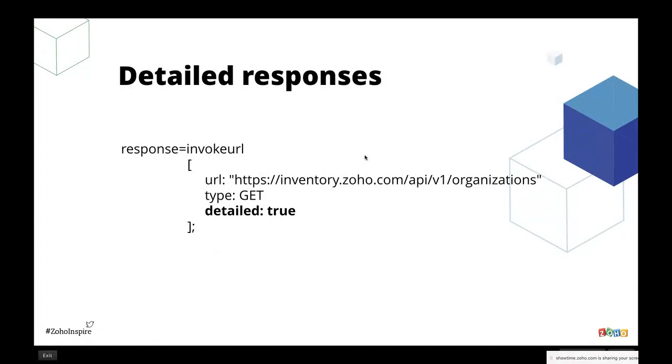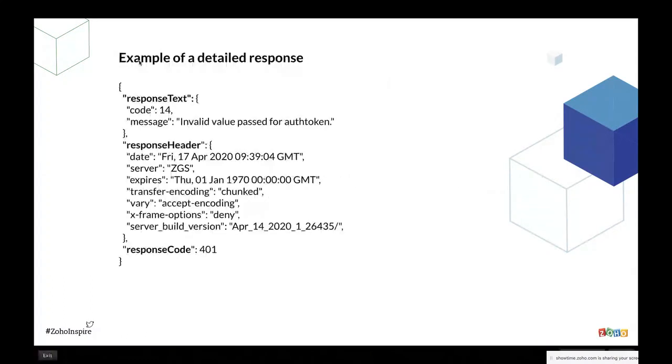Now, detailed responses. When you set detail to true, the response variable that is saved here will contain more information than you would normally get. For example, in this URL, we are calling the Inventory API and asking for a list of organizations. Note that we're just trying to request this with a GET, and there is no additional authentication information. So this request is basically going to fail. And in the following slide, you can see that response.